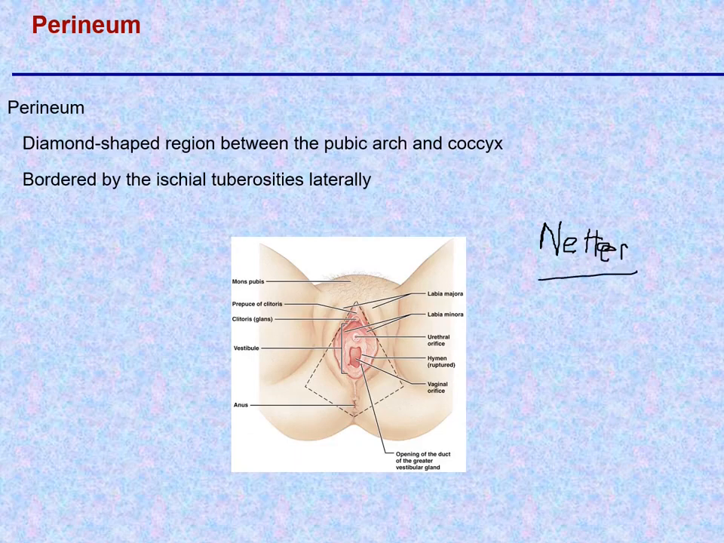Anyhow, this is a poor drawing of the perineum, which is an area here outlined in a diamond shape, going just below the anus and just above, at the top of where the labia majora meet, just above the clitoris.